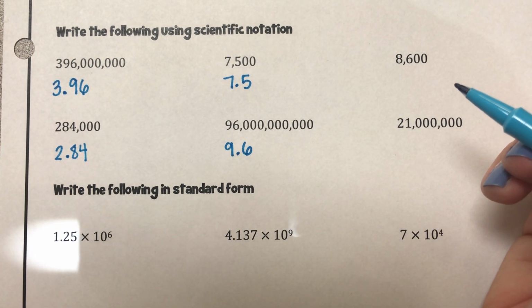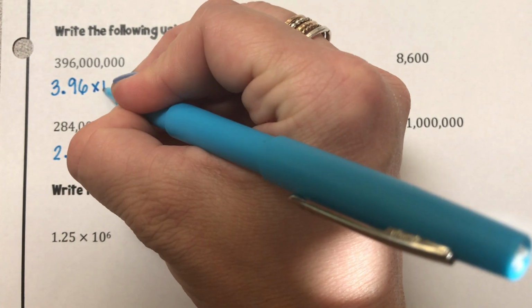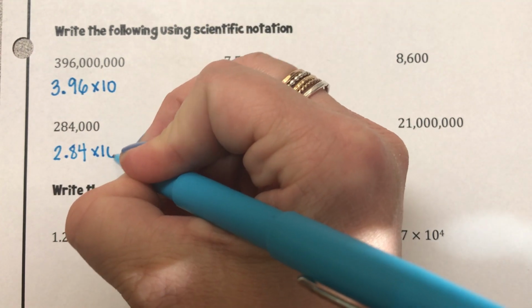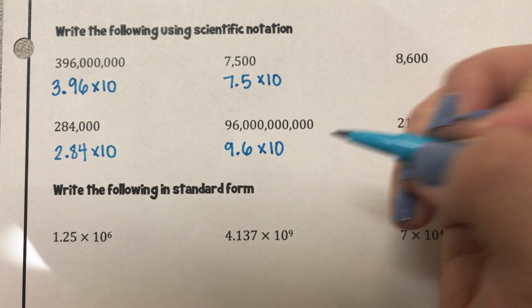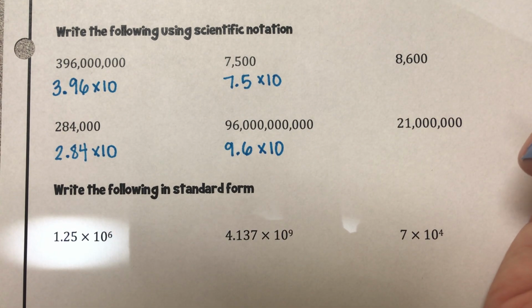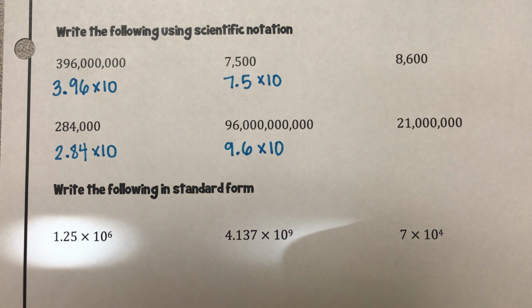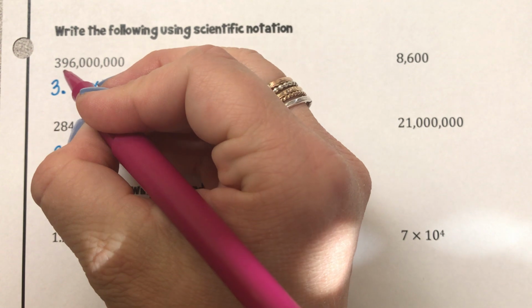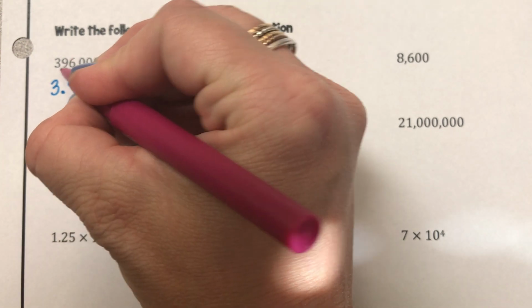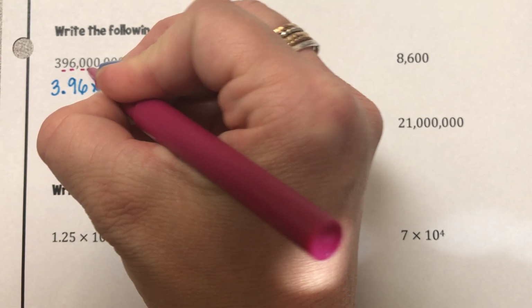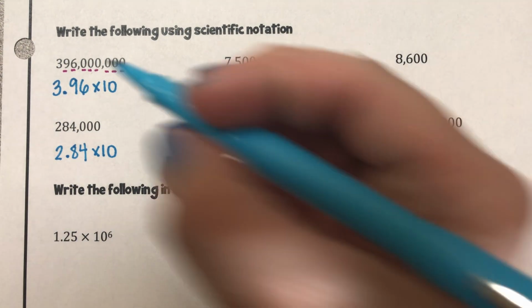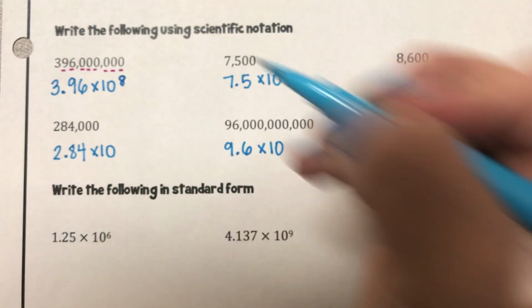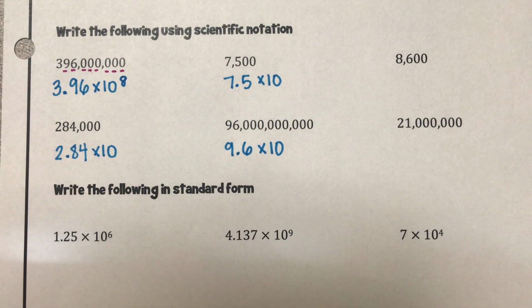Okay, and then it's always going to have times 10, right? Times the power of 10. And so what we have to do is figure out what the exponent is. So we want to count how many numbers came after this first number. 1, 2, 3, 4, 5, 6, 7, 8. So that would be times 10 to the 8th power.